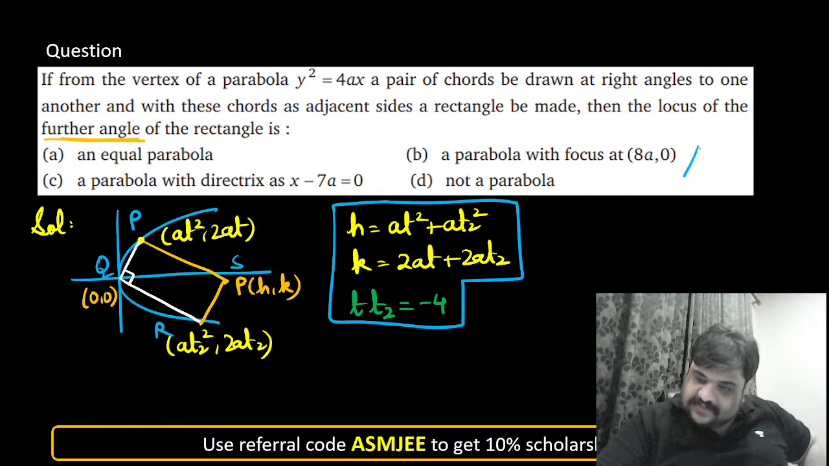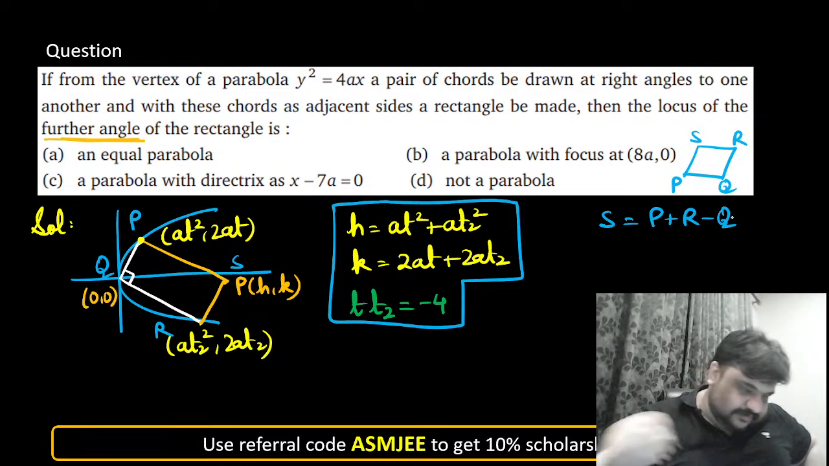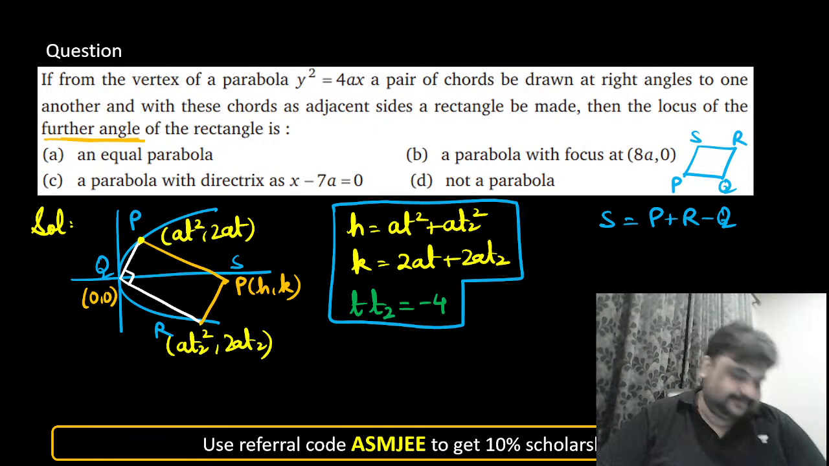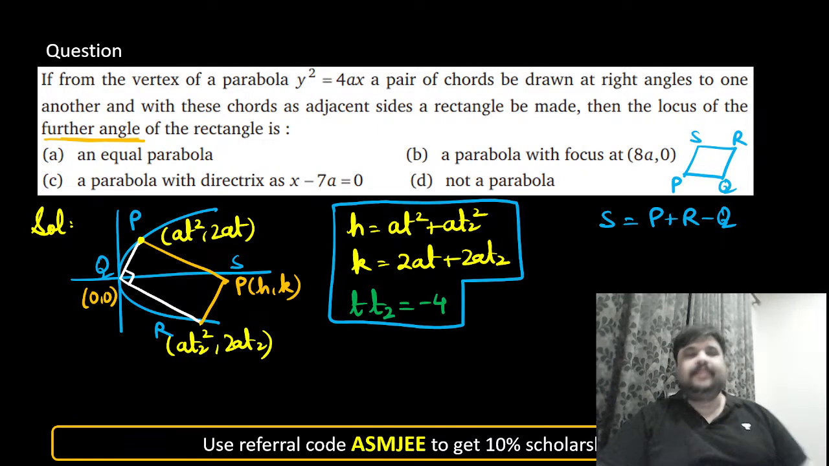Fourth vertex of a parallelogram, I have taught this funda. Whenever there is a parallelogram PQRS, then the fourth vertex S is nothing but P plus R minus Q. Rectangle is a parallelogram after all. Rectangle is a parallelogram.